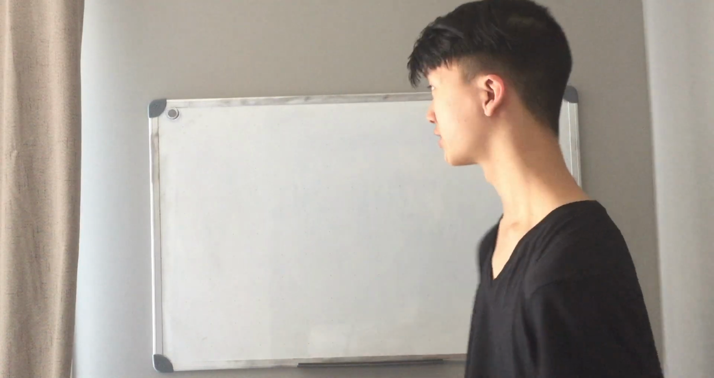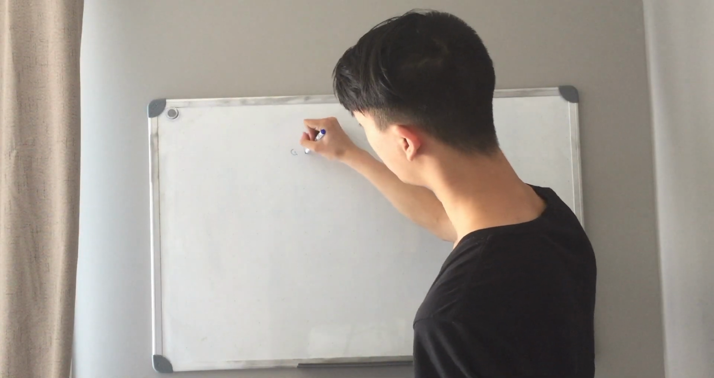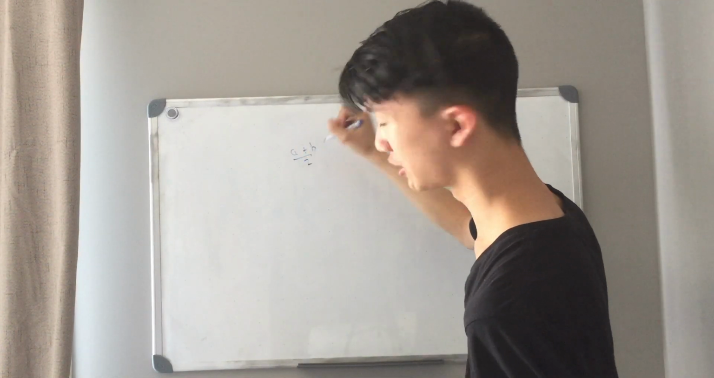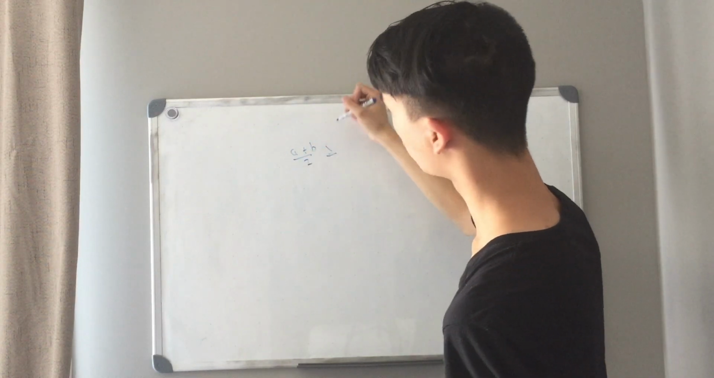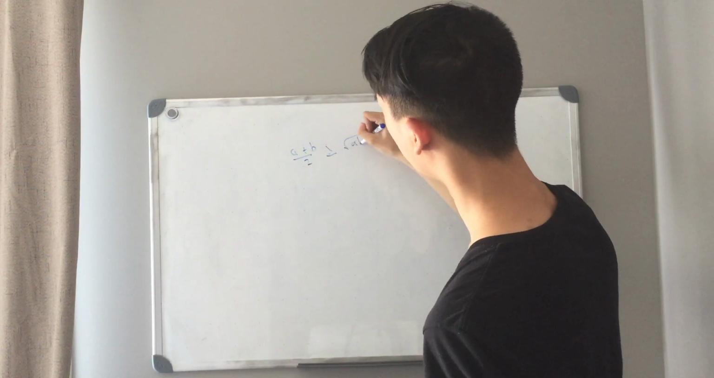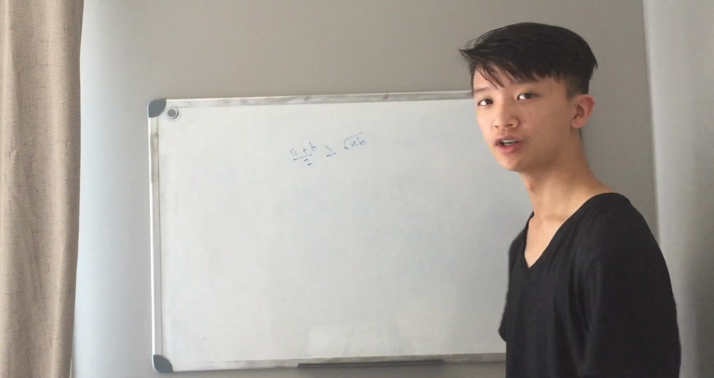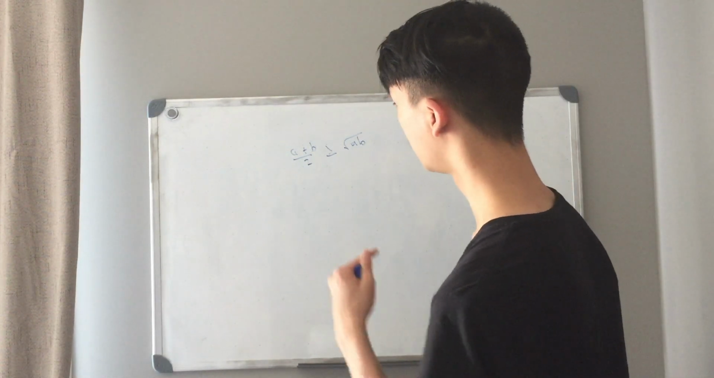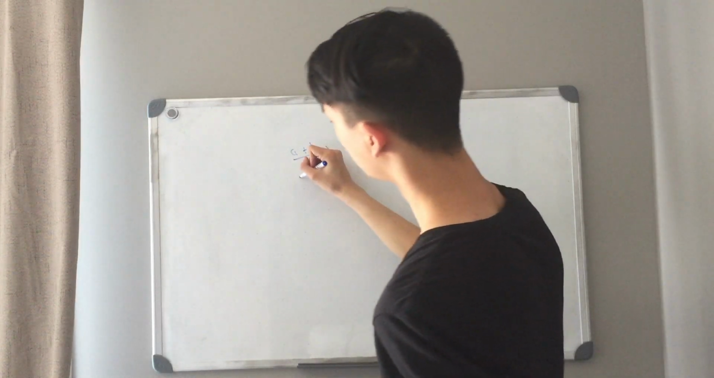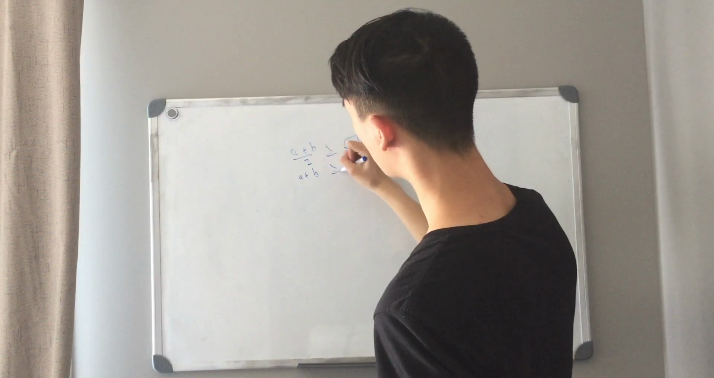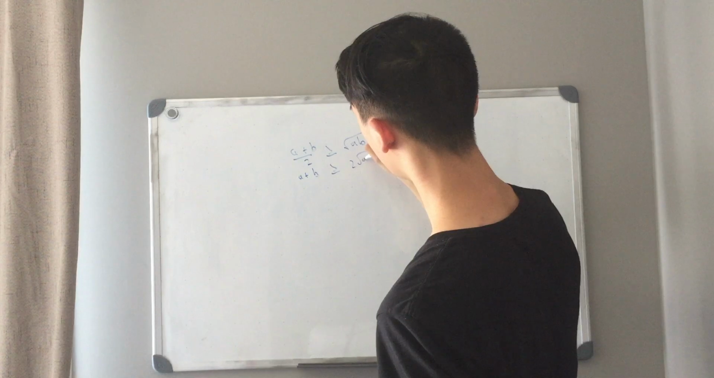So I'm going to write an inequality on the board. (a + b)/2 is greater than or equal to the square root of ab. Now, I'm going to prove this inequality. First, multiply both sides by 2. So a + b is greater than or equal to 2 root ab.